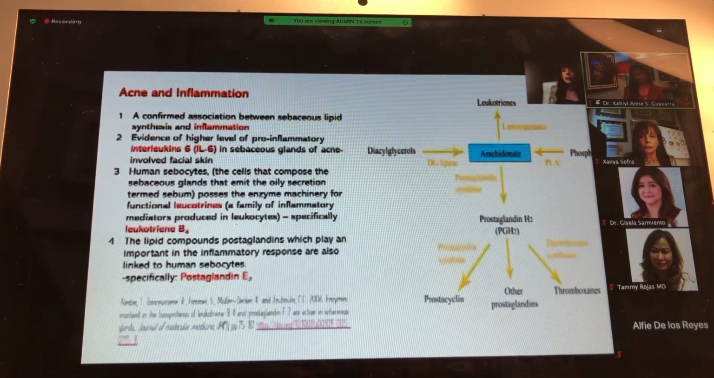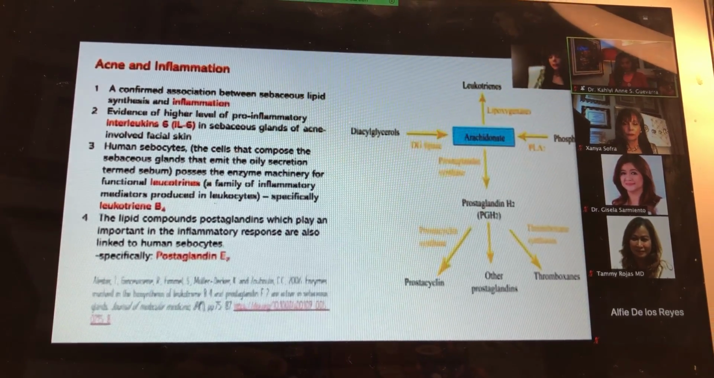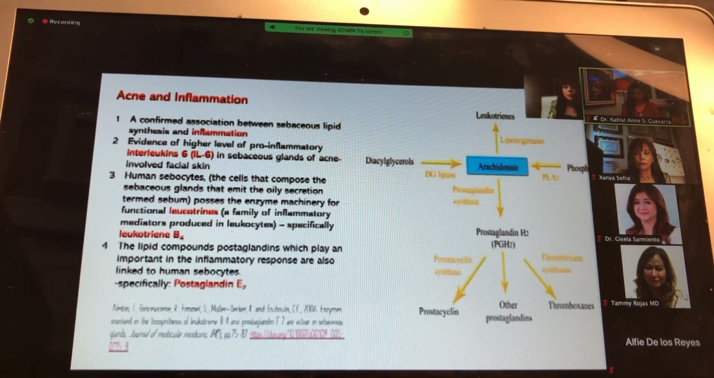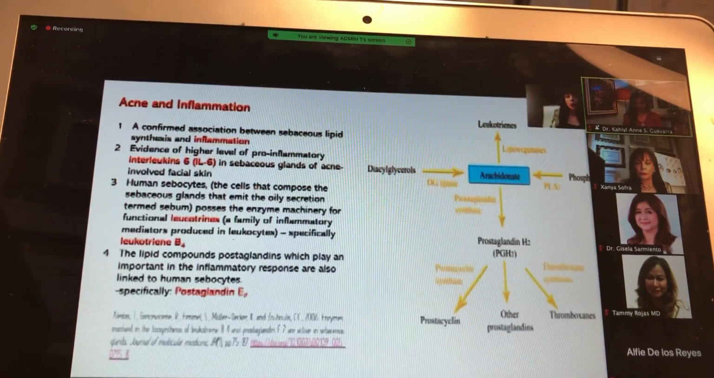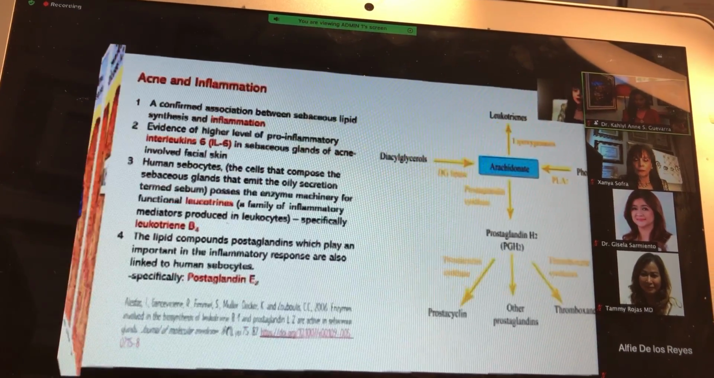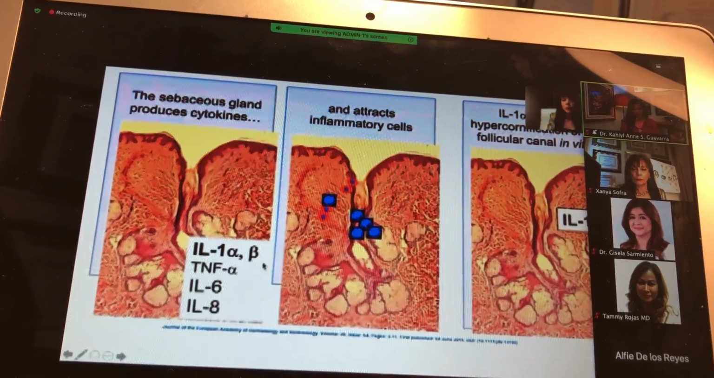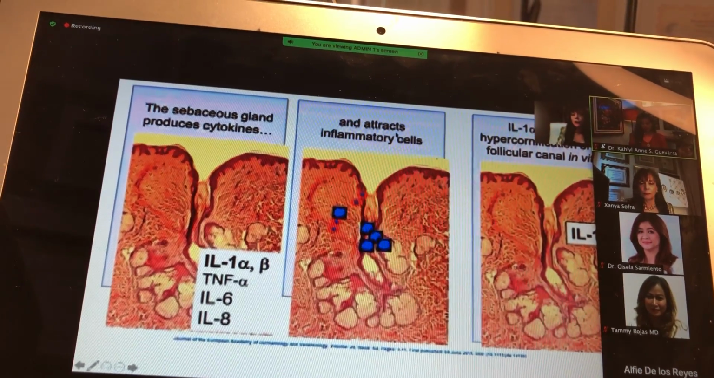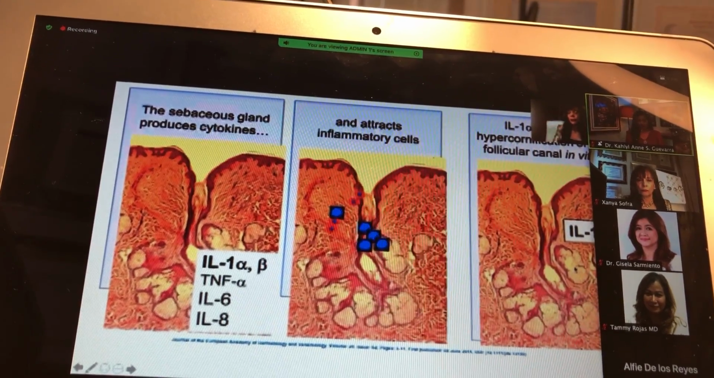Now, acne and inflammation. Acne is very connected to inflammation, especially adult acne, and studies confirmed the association between sebaceous lipid synthesis and inflammation. There is evidence of higher levels of pro-inflammatory interleukins in human sebocytes, the cells that compose the sebaceous glands. Lipid compounds, prostaglandins, also play an important role in the inflammatory response and are linked to human sebocytes, specifically prostaglandin E2. Sebaceous glands produce cytokines: interleukin 1 alpha and beta, tumor necrosis factor alpha, interleukin 6, and interleukin 8. Basically, this attracts inflammatory cells and creates the problem expressed as acne.